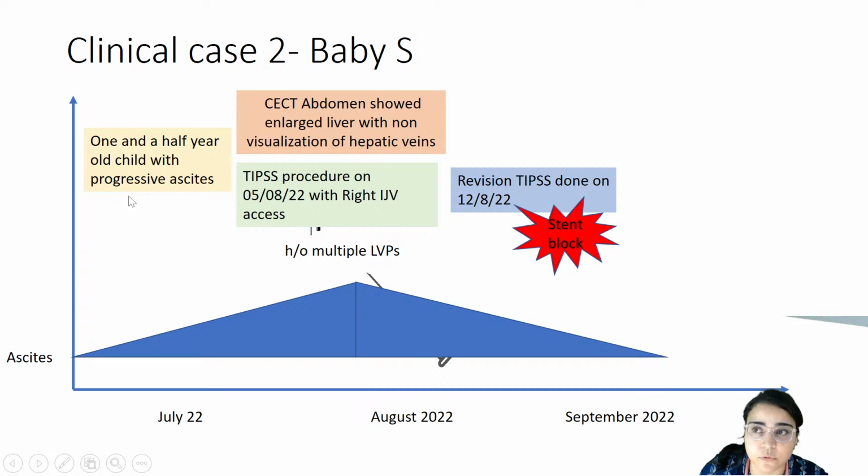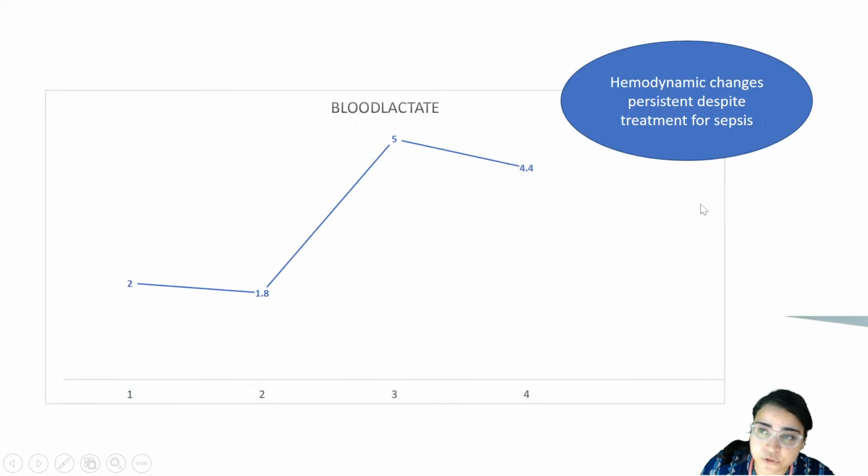She was 1.5 years old. She presented to us in July 2022 with progressive ascites. There was a history of multiple large volume paracentesis, and a CT done outside revealed non-visualization of hepatic veins, and the diagnosis was confirmed when she presented to us. A TIPS procedure was done on the 5th, but she developed a stent block on post-procedure day 4, and a revision TIPS was done on the 12th.